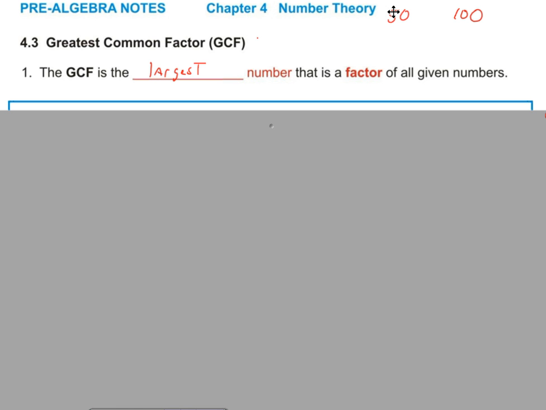Is 5 the greatest common factor? No. Because you know what? 10 is a factor of both, isn't it? 10 is a factor of 50, 10 times 5, and 10 is a factor of 100, 10 times 10. Is 10 the greatest common factor? And the answer still is no.